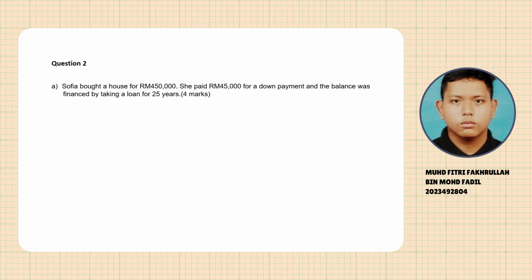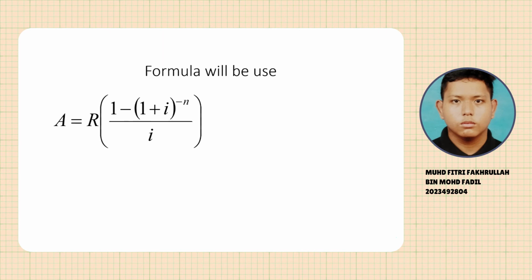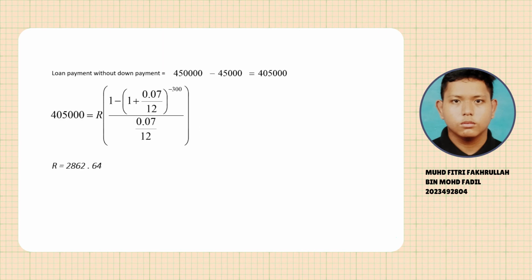First, A. Sophia bought a house for 550,000 ringgit and she paid 45,000 for a down payment, and the balance was financed by taking a loan for 25 years. So this is the formula that will be used in order to solve the problem. The first thing we are going to do is to find the loan amount without the down payment, which is 450,000 ringgit minus 45,000 ringgit, which is 405,000 ringgit.